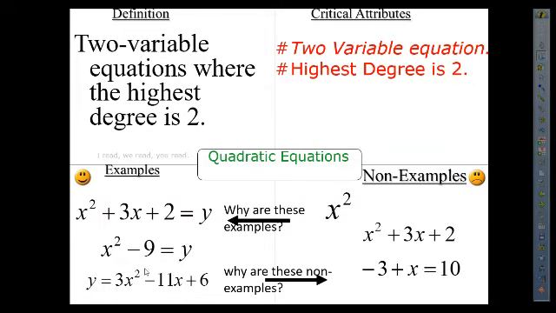Not necessarily. It could be in any quadratic equations. There will be one more hashtag. Matthew. Well, let's see. Highest degree 2, okay. 2 variable equations, okay.